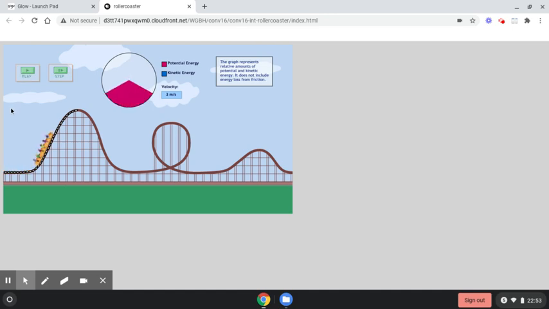There you go. Potential energy rising as it gets higher and gets converted to kinetic, potential, kinetic, potential, kinetic. So I hope that gives you a good idea of the conservation of energy.